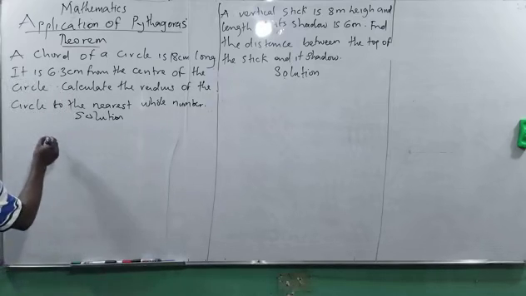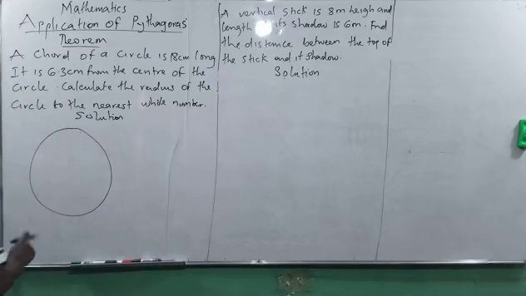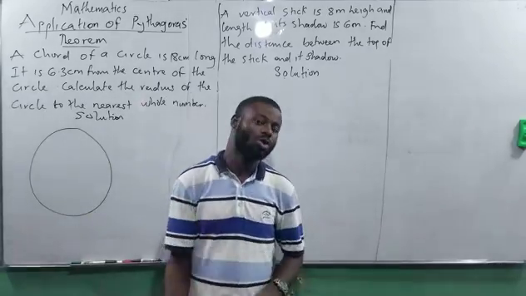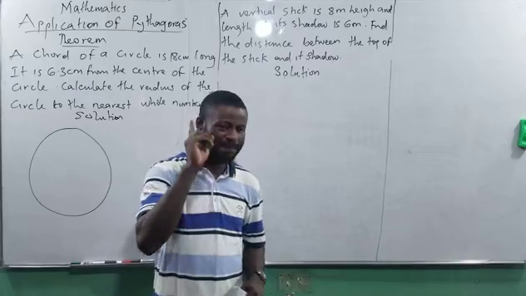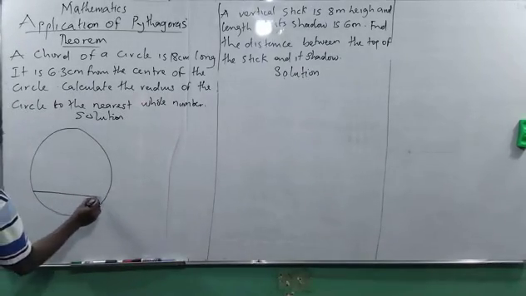Now look at this, this is a circle. Now this is a circle. Permit me, I may not draw it very well, please let me manage. Now what's a chord? A chord is a line that divides a circle into two unequal parts. That is what you are going to understand. Now, this should be a chord.